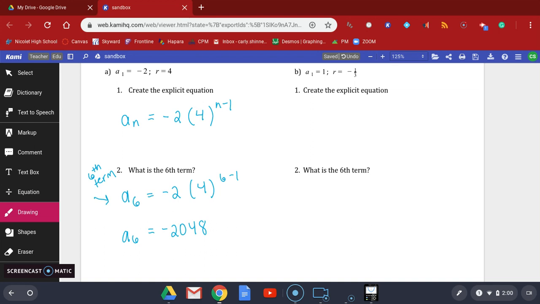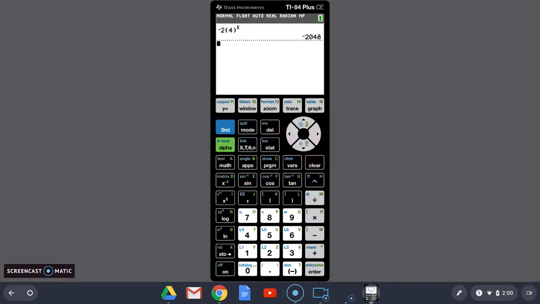All right, let's try that over here. So a sub n equals my first term times my ratio to the n minus 1. And so we're just going to plug in 6 for n and plop that into your calculator. -1/3. Use good parentheses here.